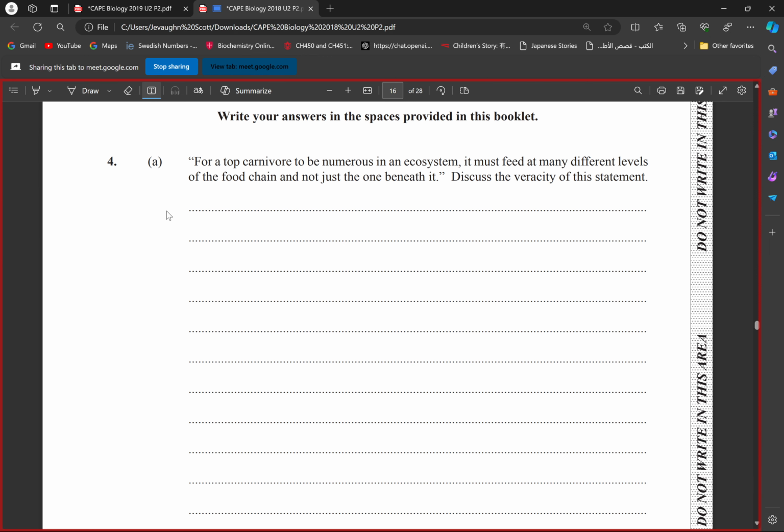So as we all know, only 10% of the energy goes up a food chain every trophic level. So for an apex predator, or top carnivore, to be numerous in an ecosystem, it has to feed at multiple trophic levels, because at one trophic level, which would be the top, there is not enough energy going up there to share for loads of carnivores. So it has to feed at lower trophic levels to ensure that the 10% it's getting is big enough for it to actually sustain itself, which is an all over the place answer.